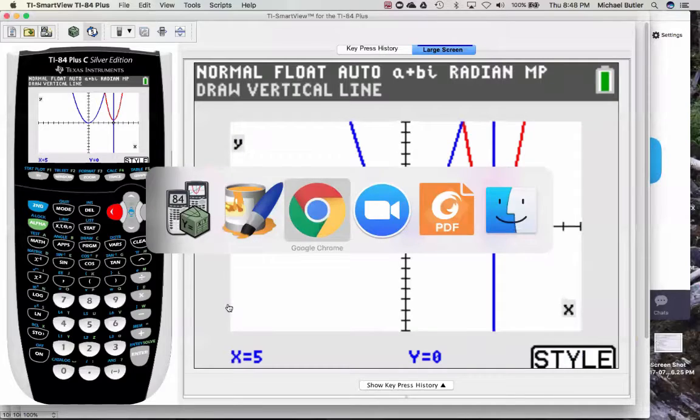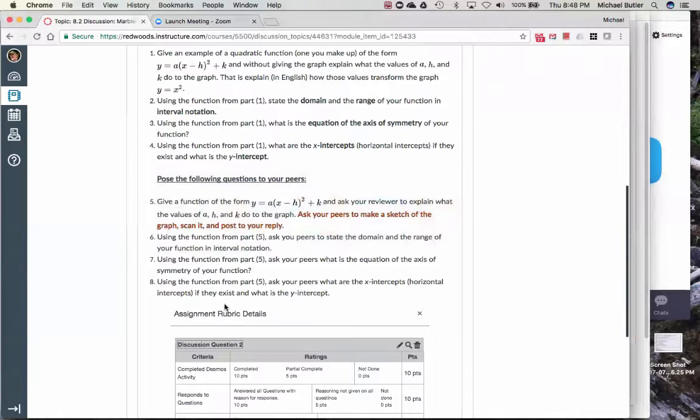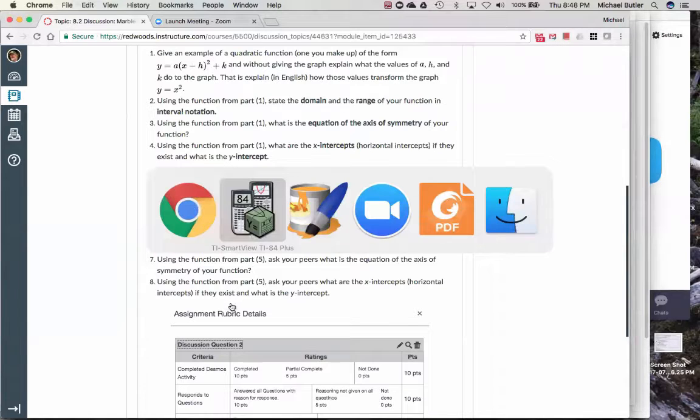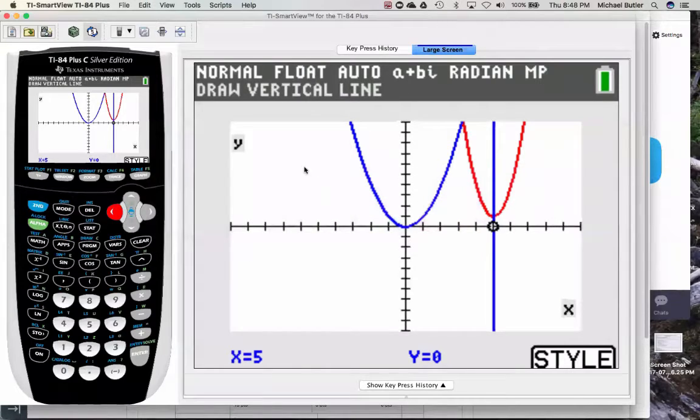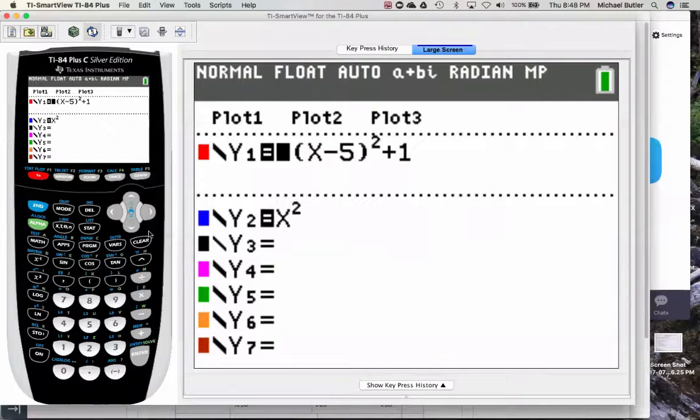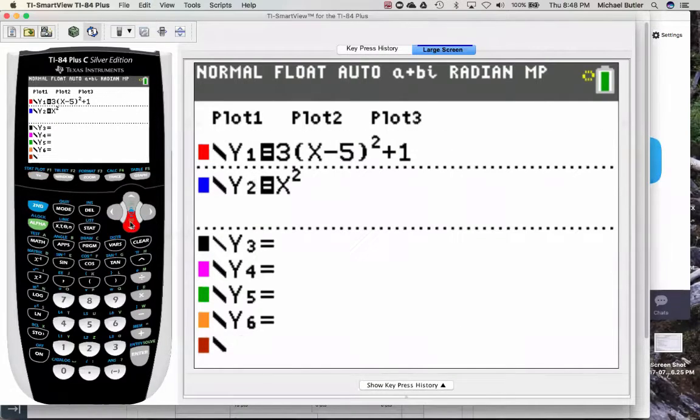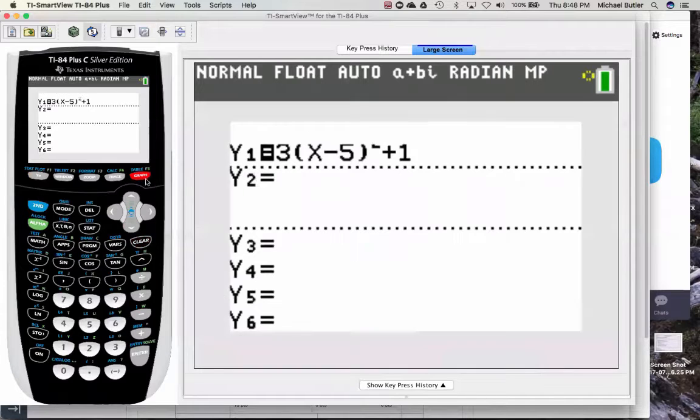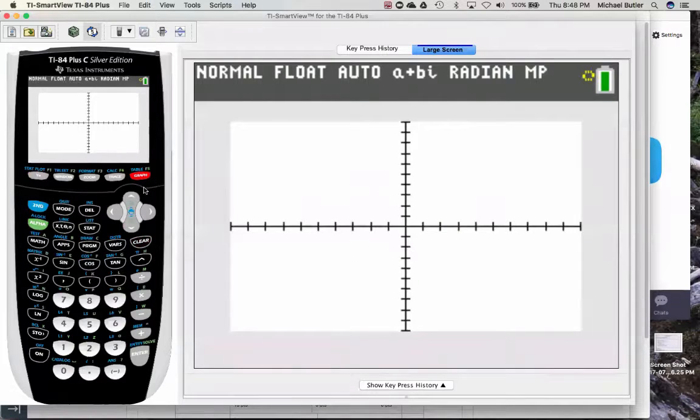All right, one last piece here. Using the function from before, ask your peers if there are x-intercepts, horizontal intercepts, if they exist, and what is the y-intercept. All right, so if we look at our graph here, let me get rid of the one we don't need. And this is another thing, looking at your calculator really makes this easy. Are there any x-intercepts to this graph? No, none exist.